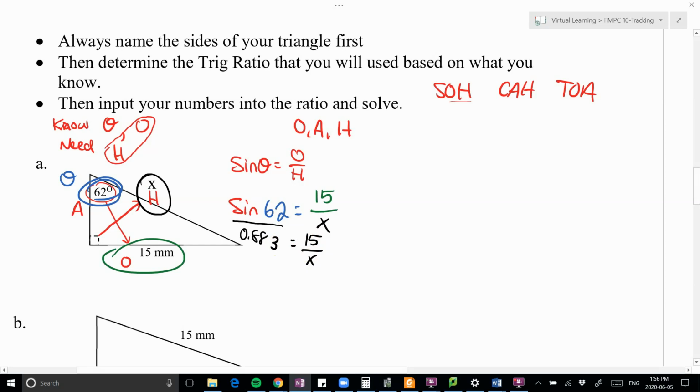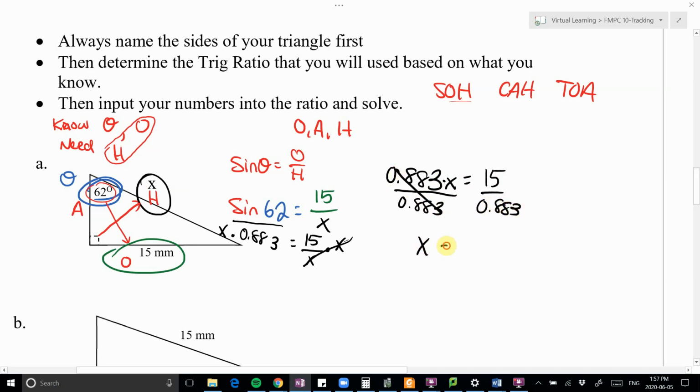So I need to get this x by itself. So anytime that x is on the bottom of a fraction, we need to get it out of the bottom of a fraction. And to get an x out from the bottom of a fraction, we multiply both sides by that x, because that's going to cancel my x over here. And so what I'll be left with is 0.883x equals 15. So we're not done yet because x still isn't by itself. So remember, what's happening here is a multiplication. So to get rid of a multiplication, we do the opposite of a multiplication, which is a division. So we're going to divide by 0.883 on both sides.